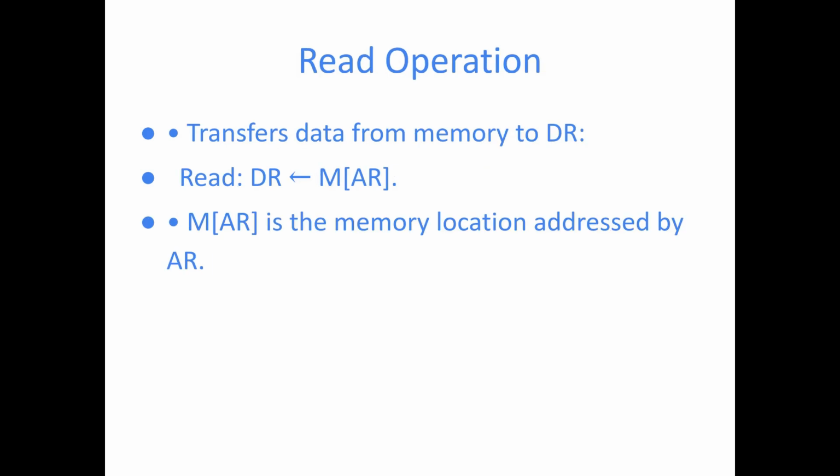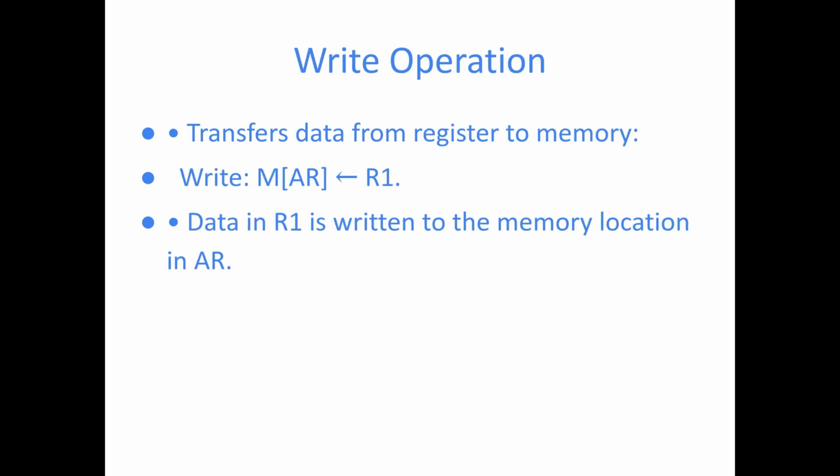A read operation transfers data from memory to the data register, or DR. Symbolically, it is represented as follows. Here, M[AR] is the memory location addressed by the address register and its content is moved to the data register.